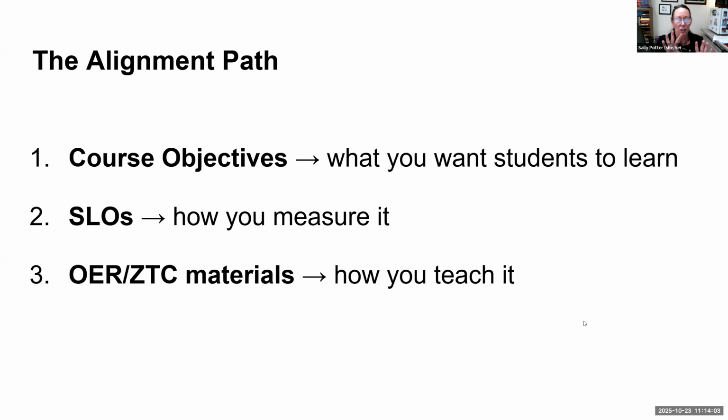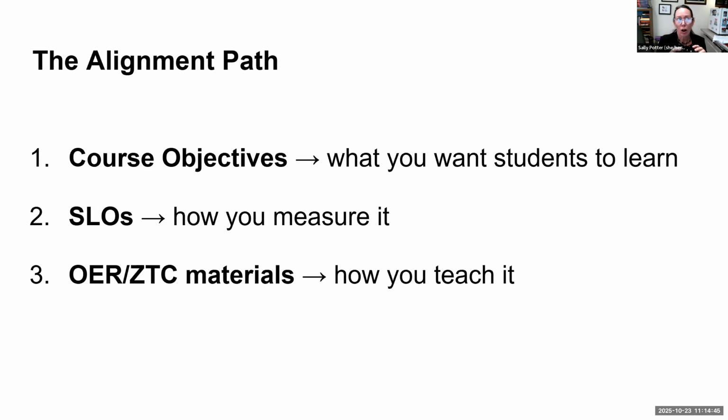So this is the idea, the flow chart that we want to look at. You start with your course objectives. That means looking at the course outline of record and what you want your students to learn. Then you look at your SLOs and the assessments that you're giving. Those could be the big ones, the final exam, the midterm exam, but also the smaller assessments that you're doing throughout the course, and thinking about how you're going to measure if the students learned that course material or not. What are the ways that you measure that?